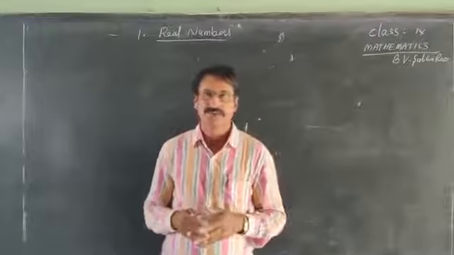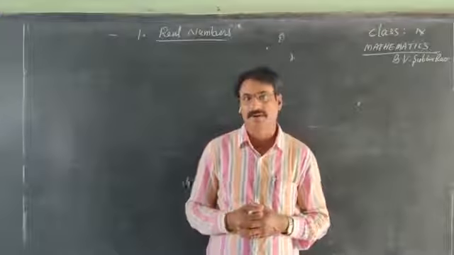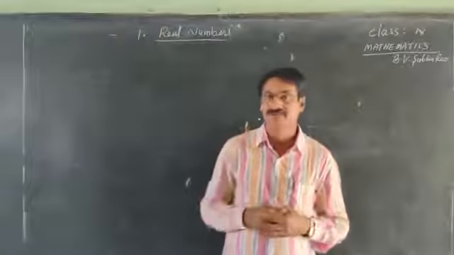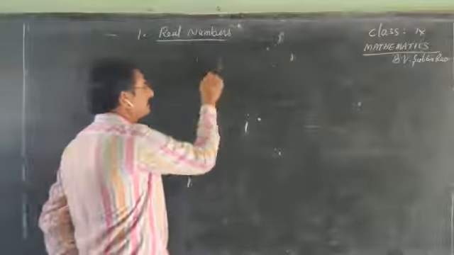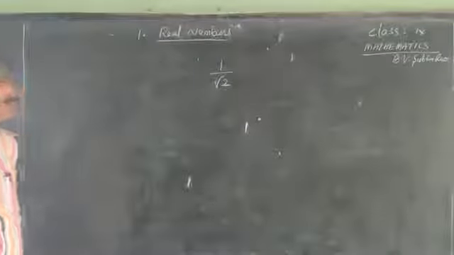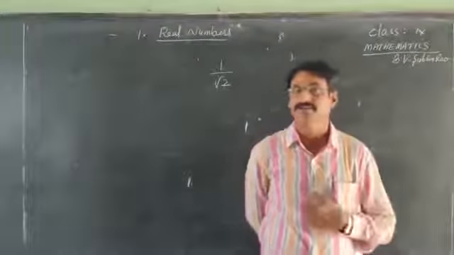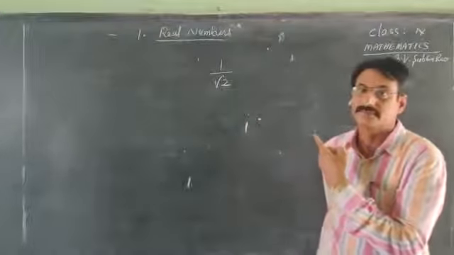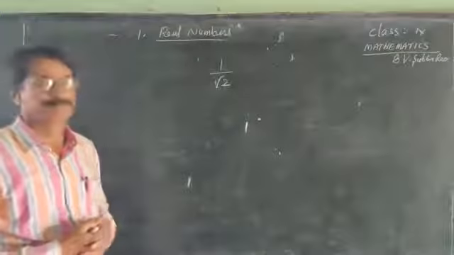We use to represent this type of decimal numbers on the number line the magnification method. We use which method? Magnification method. Now you observe this. This number on the number line, this type of numbers on the number line.